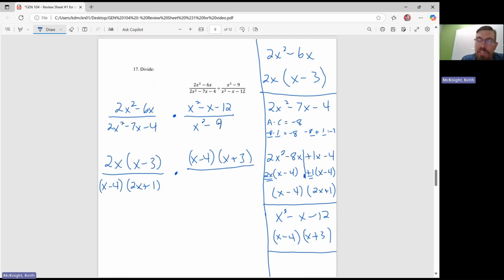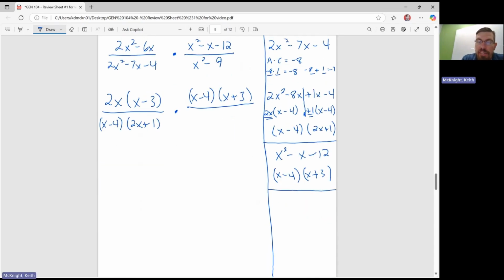Now this last bottom here that we've got to factor is a difference of squares again. We just saw this on the last question. So this is going to factor as x minus 3, x plus 3. Again, because negative 3 times 3 is negative 9, and negative 3 plus 3 is the 0 for the x term that isn't there. So that's going to go on the bottom of this one.